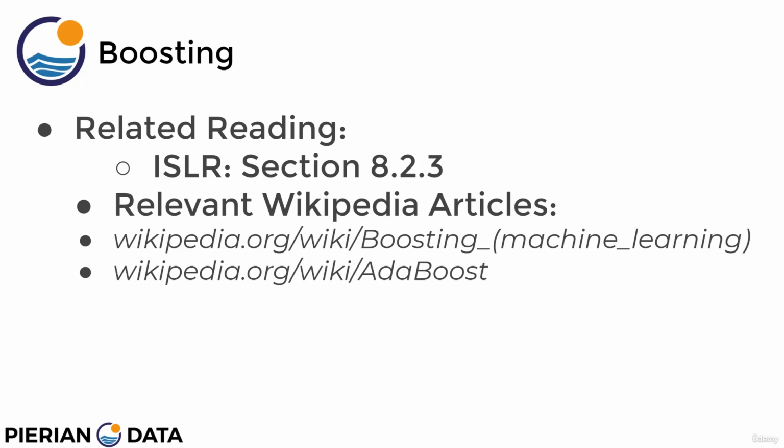As far as related reading, there is not a whole lot of information on boosting in Introduction to Statistical Learning, but you can read about it in section 8.2.3. However, the relevant Wikipedia articles for AdaBoost and gradient boosting are actually quite good, and they even show a full breakdown of the derivation for the formulas. So you can check those out either with a quick Google search or by checking out the links here.